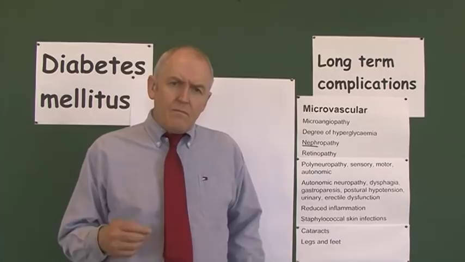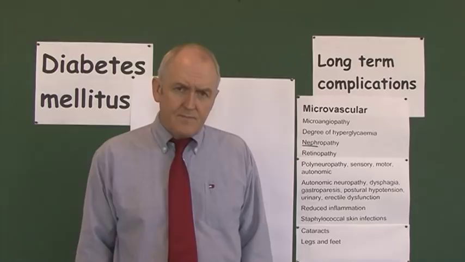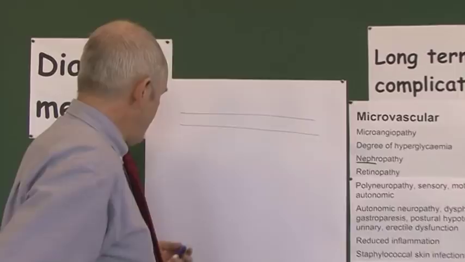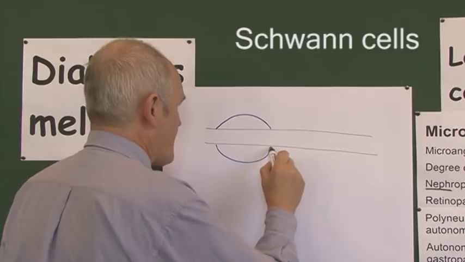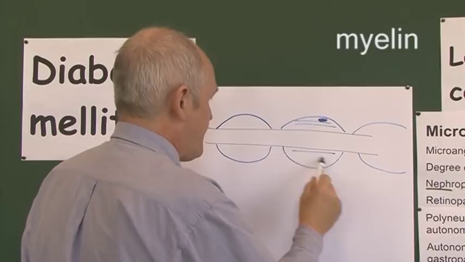Now, pathologically, what's going wrong here? Well, one thing is that hyperglycemia can adversely affect the Schwann cells. So if you remember a nerve fibre, here we have a nerve fibre, peripheral axon or dendrite, it could be either. And we have the Schwann cells around about. And the Schwann cells are individual cells, and these produce layers of myelin.